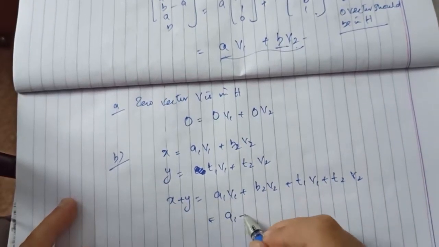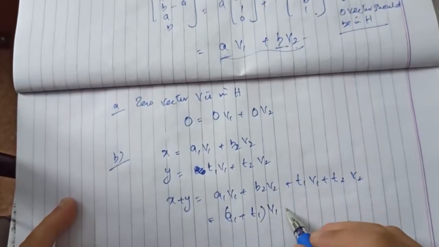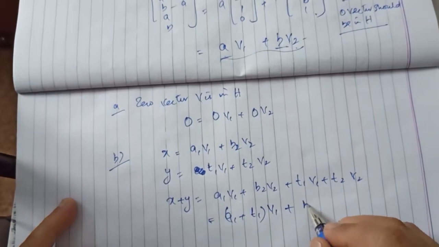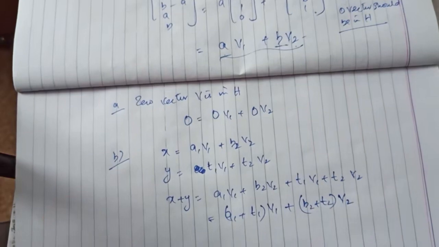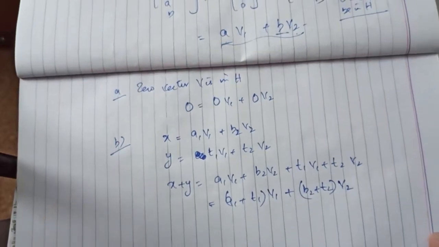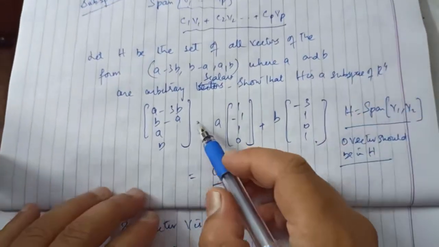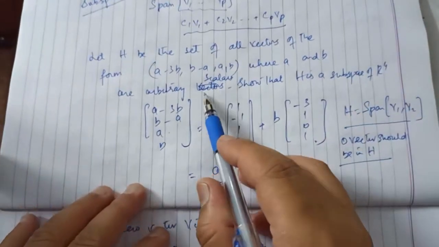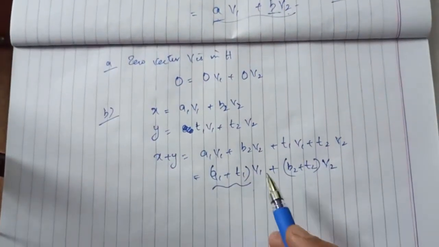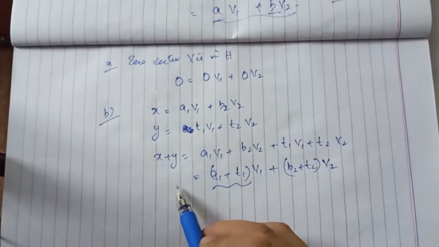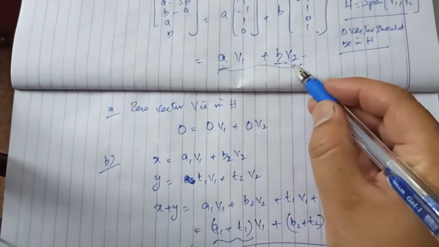So that comes out a1 plus t1 into v1, right? And this comes out to be v2 plus t2 into v2, right? Now it means, since a and b are arbitrary scalars and then taking out the real values, a1 t1 will also be a real value, indicating that the sum will also be in H, right? So this a and b, very similar to that.